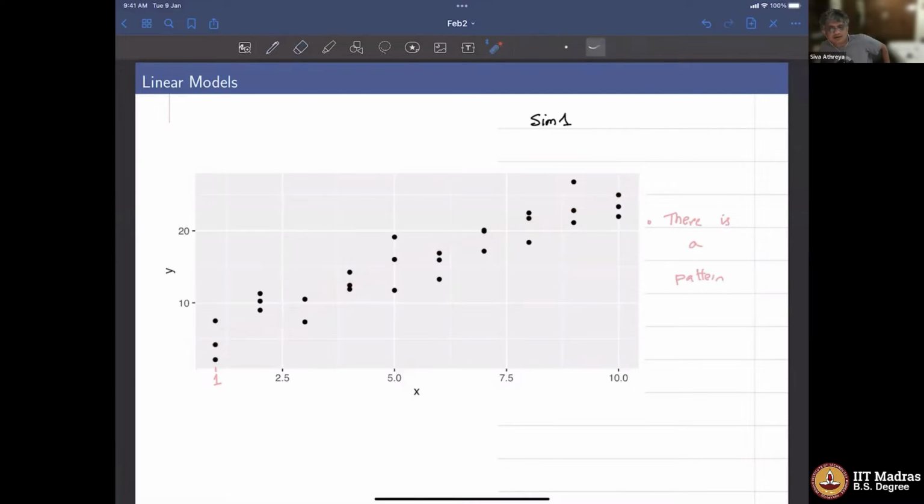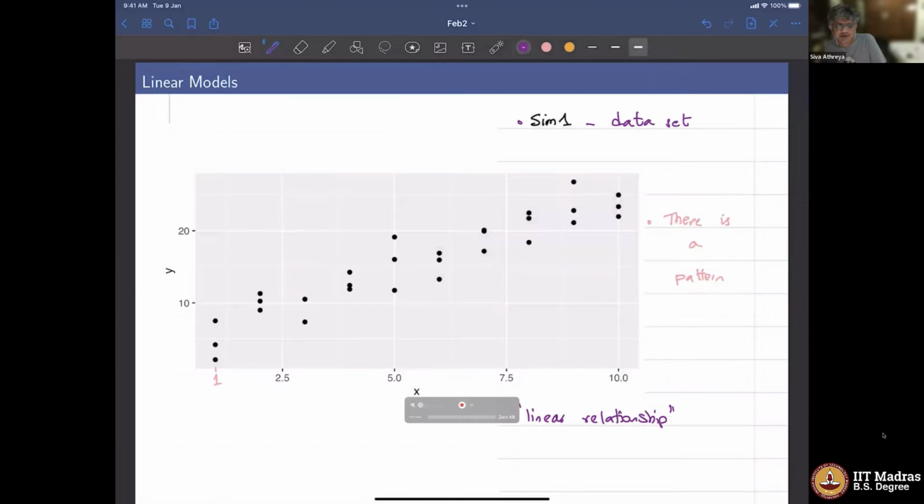But now let's say we conjecture that the pattern is linear, a linear relationship. I want to try to understand a linear model for this data set sim1. So now I have to find the linear relationship, but I have no idea how to choose the line.